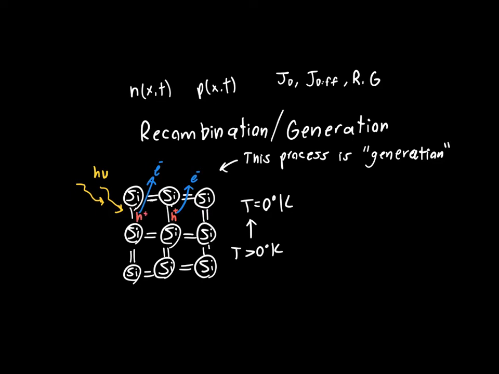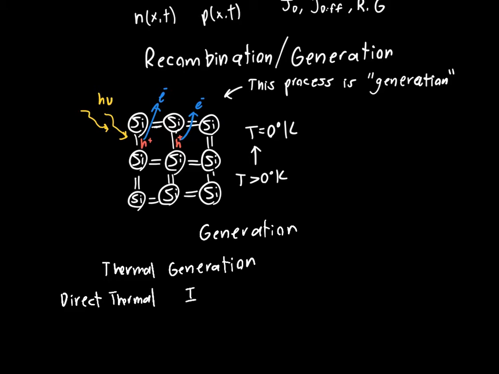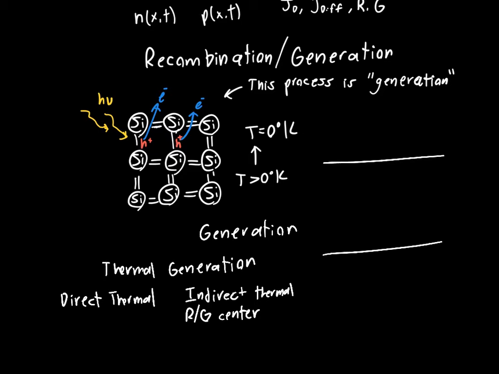So in terms of generation, there's two dominant mechanisms, or really three dominant mechanisms that we're going to talk about. The first is under the category of thermal generation. Under thermal generation, there's direct thermal generation and indirect, or RG center generation. The direct thermal generation is just if we've got our conduction band and our valence band, an electron being excited directly up from the valence band to the conduction band and leaving behind a hole.